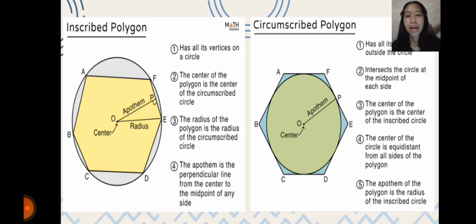So for the last, the apothem of the polygon is the radius of the inscribed circle. This apothem is the perpendicular distance from the center of the polygon to the midpoint of any of its sides. This length is also the radius of the inscribed circle.